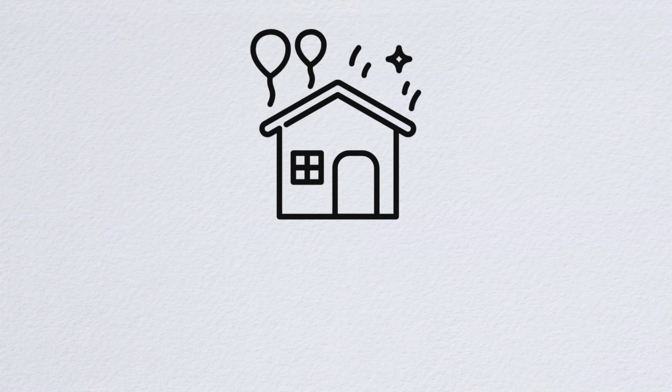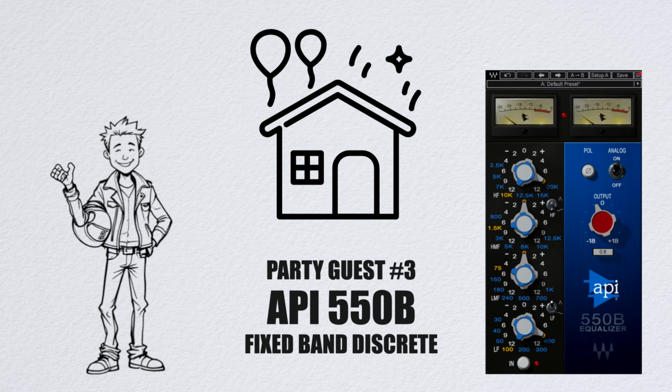So now moving on, let's invite our third friend to the party. And that is our motorcycle riding, scrappy, high energy, a little bit snarky, a little bit funny friend, and that is Mr. API, the 550B.